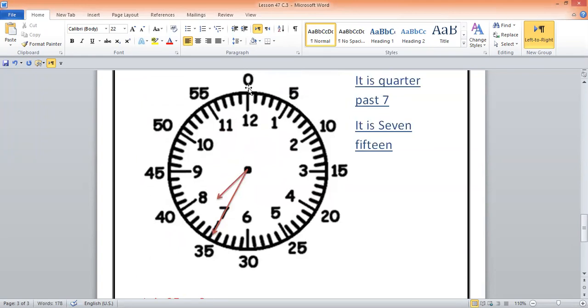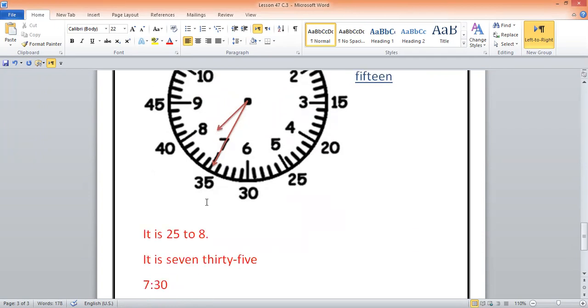I will check how many minutes are left for the next hour: 5, 10, 15, 20, and 25. 25 minutes are left for the next hour. Which is the next hour? 8. After 7, it will be 8 o'clock. So I am saying it is 25 to 8. That means 25 minutes are left for 8 o'clock. Clear, guys?